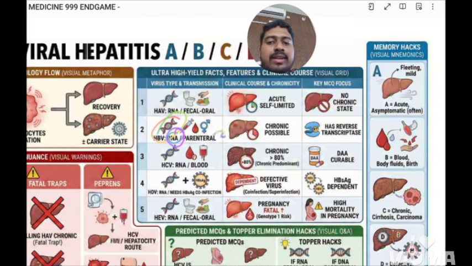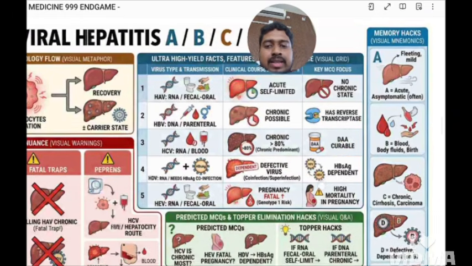HBV is a DNA virus, which is most commonly spread through the parenteral route and other routes also. It can be chronic, or it can go into an inactive carrier state also. It has the reverse transcriptase enzyme, and hence we get DNA because of this. HCV is chronic hepatitis. More than 80% will go into chronic only, and we use directly acting antivirals. Okay, these are known as directly acting antivirals. This therapy is given for 3 months, and in most cases it is curable also.